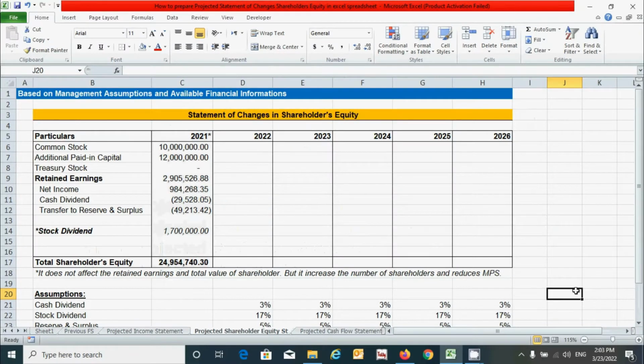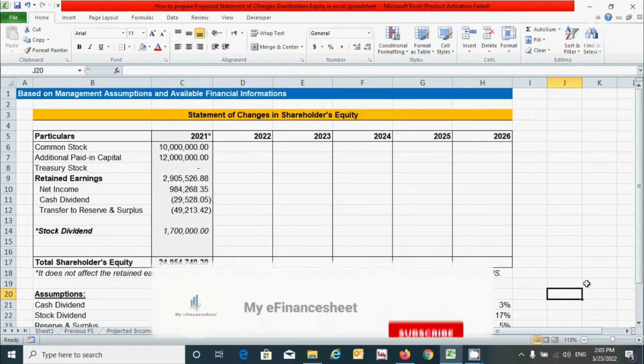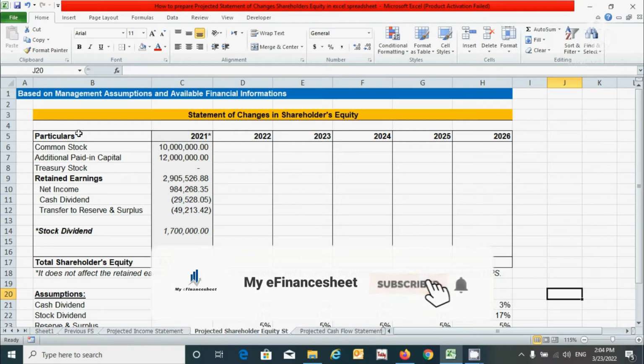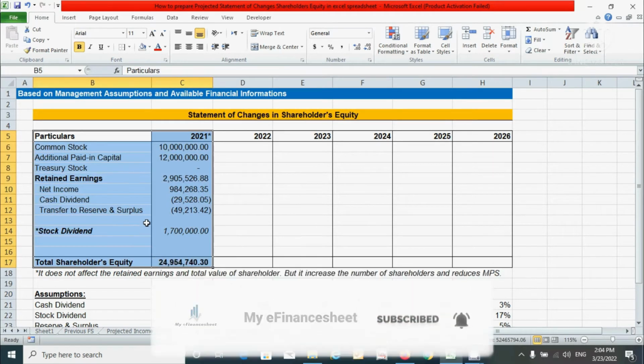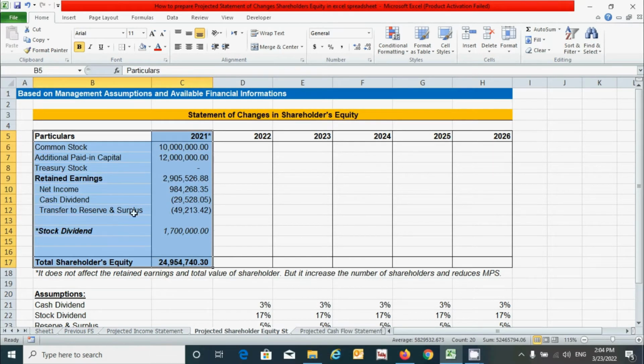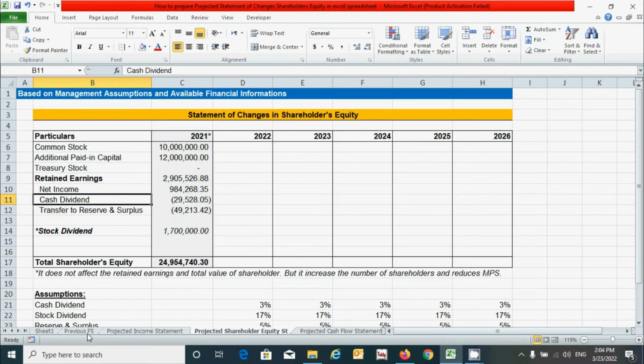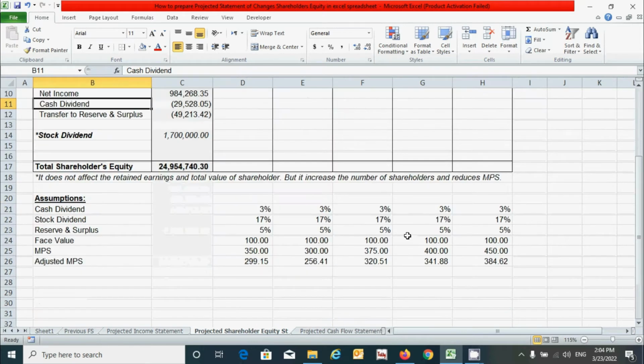Alright, here in this sheet you can see that I have brought this information, right? That is the past financial information of our statement of changes in shareholder equity from our previous financial statement, that is from here. You can see this one. Alright, now let's talk a little bit about our assumptions.